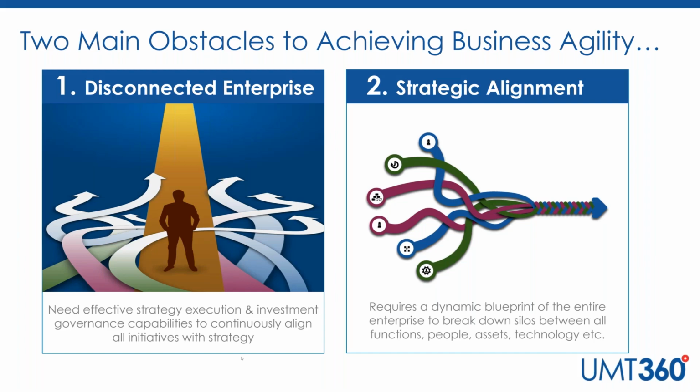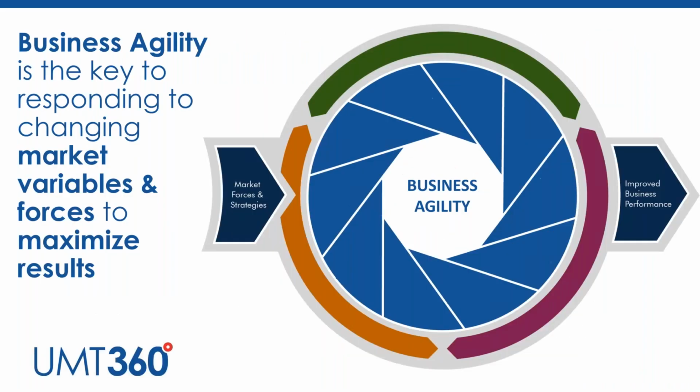The other barrier is strategic alignment. Clearly, you need a dynamic blueprint of the entire enterprise. You need to know what everything means from everything else's point of view in order to have a clear path forward. That's not the subject of the webinar today. It's just a little bit of background for you. So again, business agility is the key. We need to respond to that.